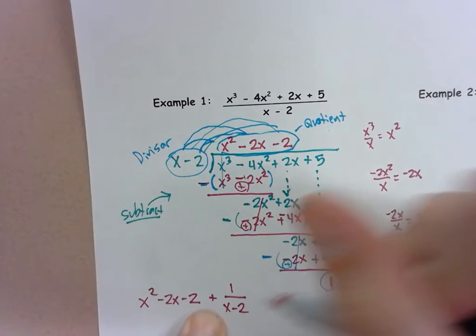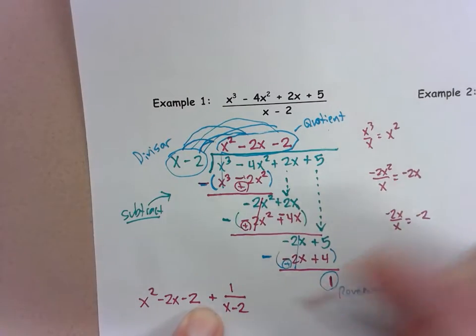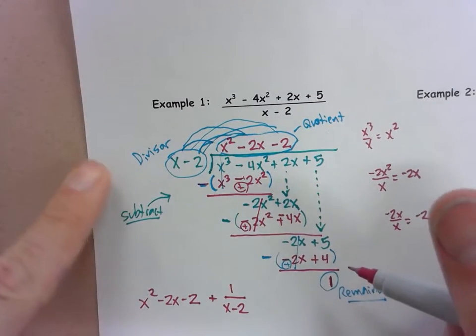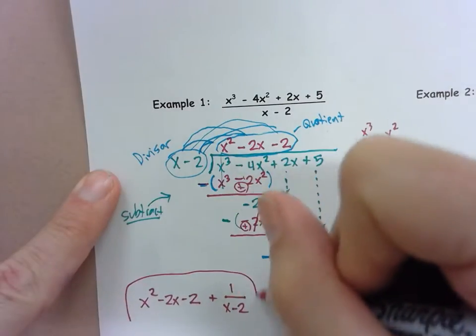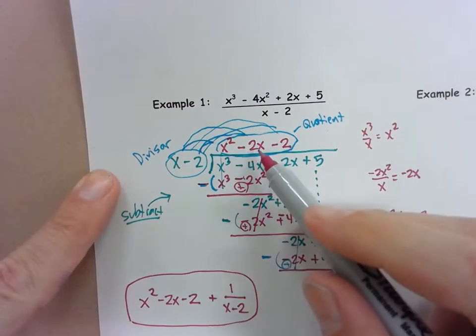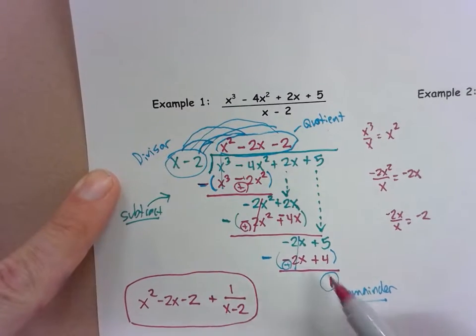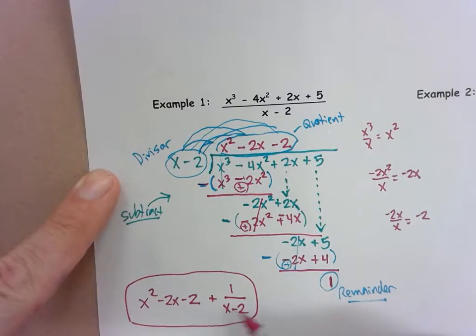So if that remainder were a negative, then it would be minus 1 over x minus 2. That's how you write your final answer. X squared minus 2x minus 2 plus 1 over x minus 2. Always put your divisor on the bottom of a fraction.